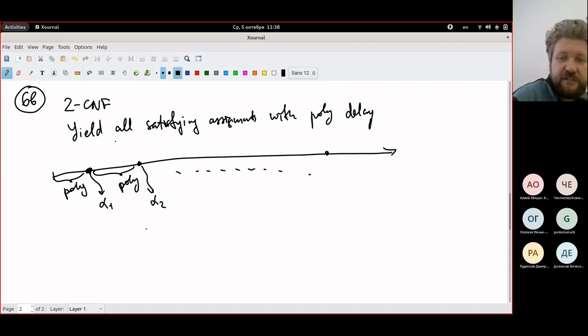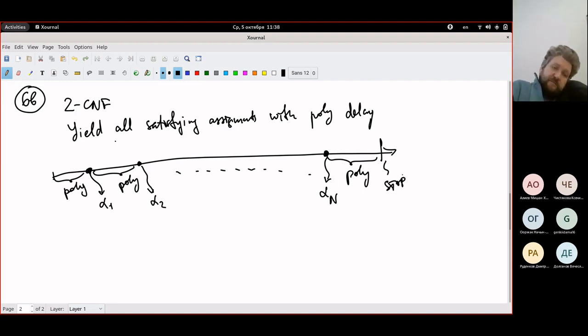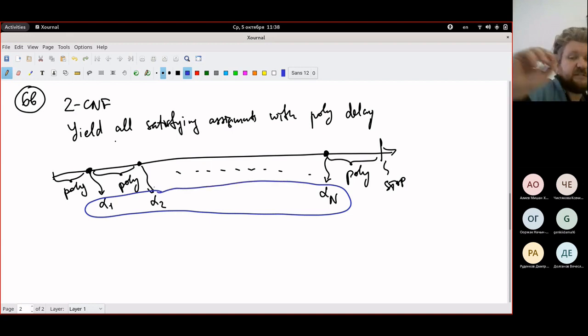So at the end, at some point, it yields alpha N, which is the number of assignments. This big N could be exponential, so okay. And then it works again polynomial time, and here it says stop. Stop means that there are no more assignments. And so the answer is here. So this is the total set of all assignments.